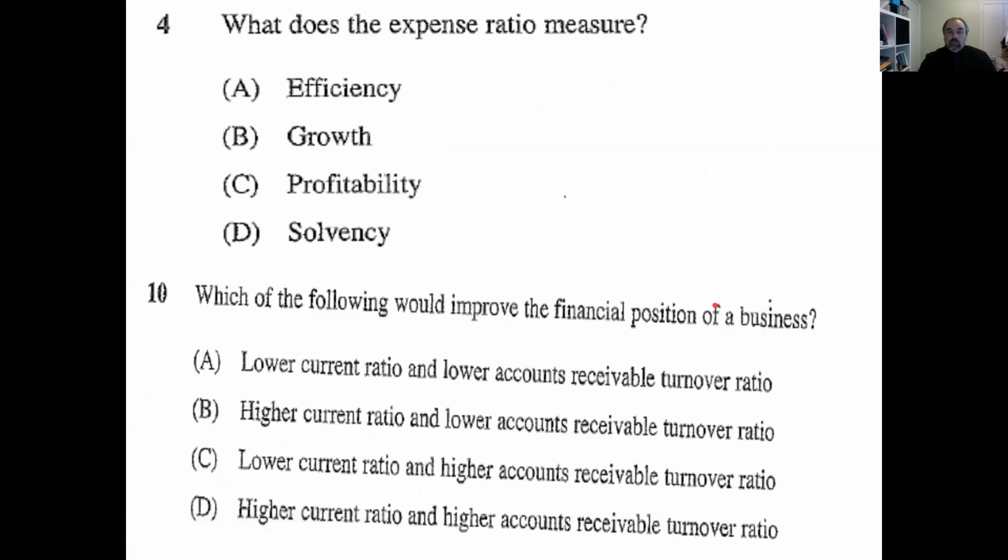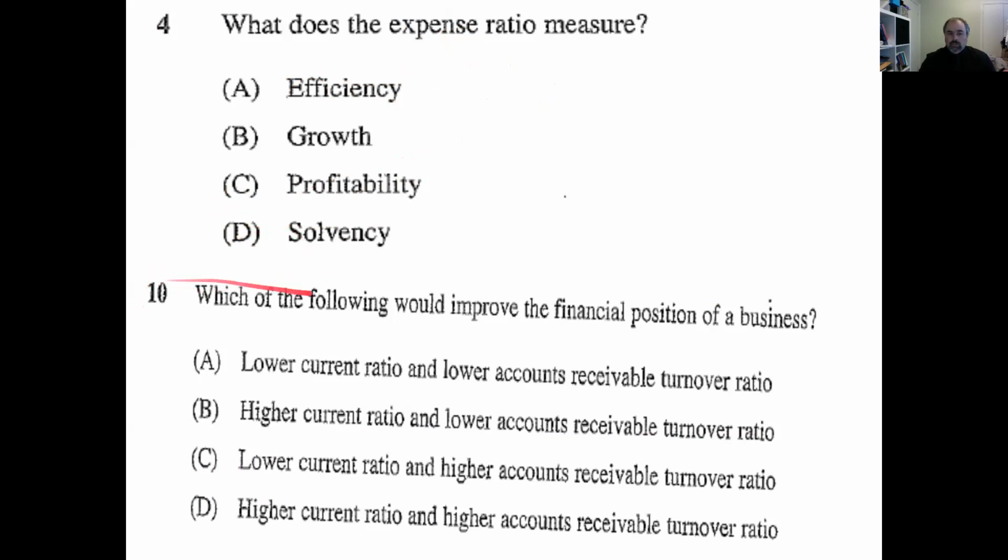Sometimes the questions will be asking us for specific content or key words and terminology. Question 4 here: what does the expense ratio measure? When you're looking at expense, there are two ratios that cover the efficiency of the business, and you should know that as soon as you hear the word expense, that's an efficiency ratio. Each of the different ratios measures different things. For example, the net profit ratio would be profitability. The debt to equity ratio, or solvency ratio, would be measuring solvency.